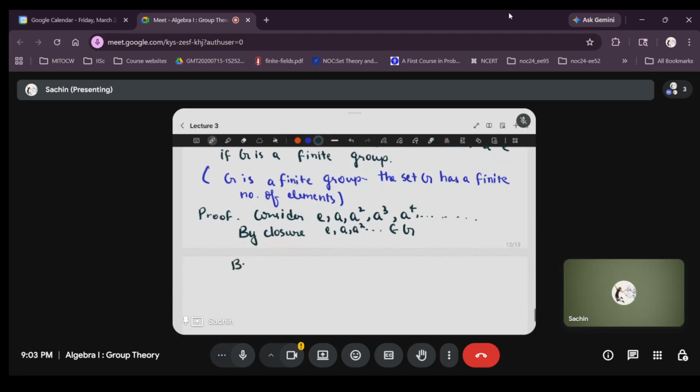But G is a finite group. So what does it mean? This set I have written here is a set of infinite elements. But we are saying that there are only finitely many elements in the group. That means that for some integers m and n, A power m must be equal to A power n. Is that all right?